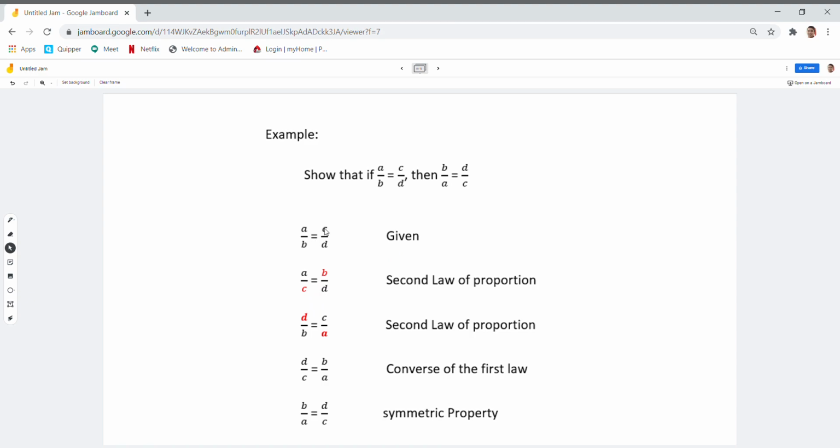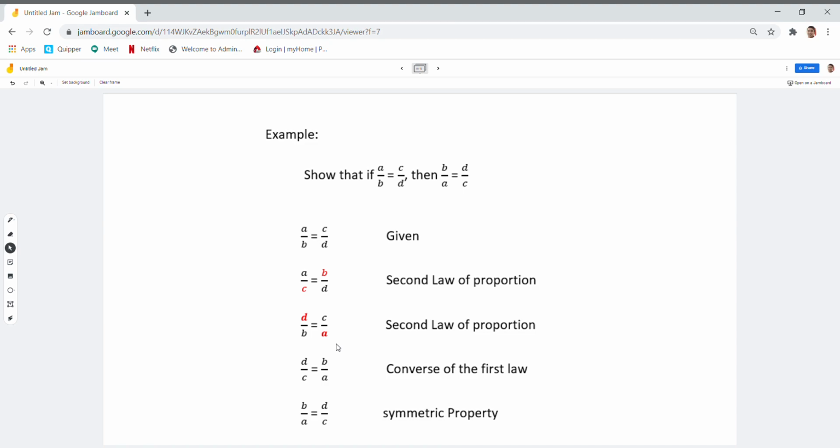Interchanging the means, you can have A over C, or A is to C as B is to D. That's following the second law of proportion, switching the means. And then you can also say D over B equals C over A.